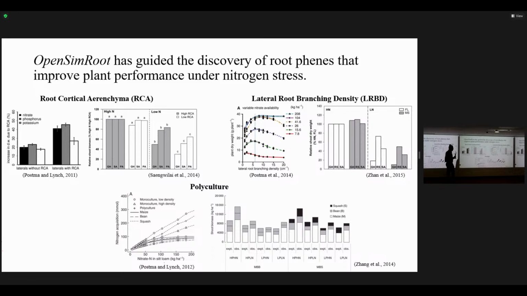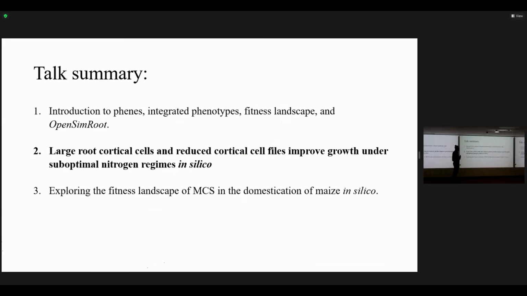In many examples, the predictions of the model have helped in finding these root traits. Now we're going to talk more about this fitness landscape of roots, specifically focusing on cortical cell size and cortical cell file number. And this is the work that I have been doing at Penn State.